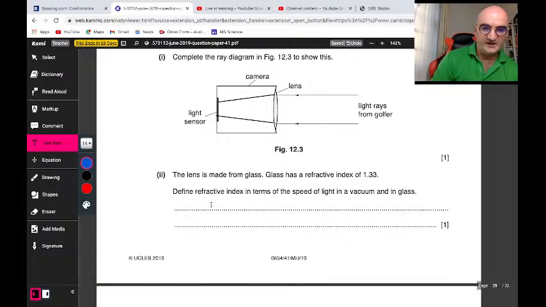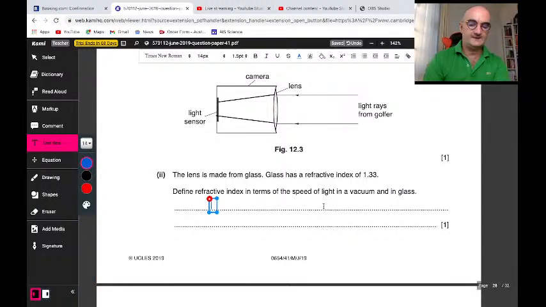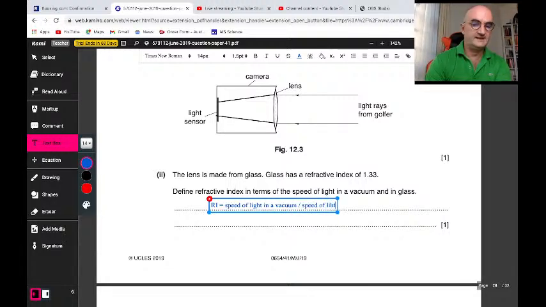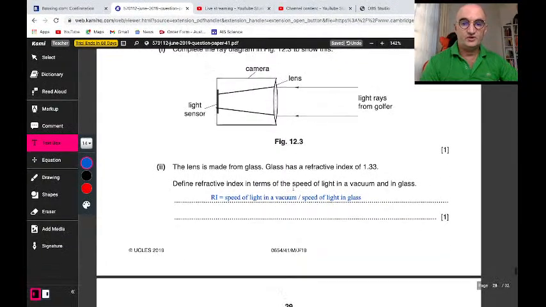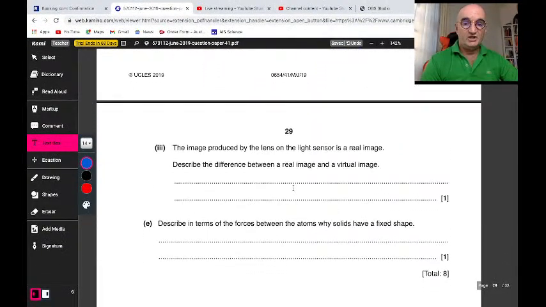Right, text box, define refractive index in terms of speed of light. So RI is speed of light in a vacuum divided by speed of light, which in this case is in glass. It doesn't ask you to do it, it doesn't ask you to measure anything, it just says define. So again, this is about going back to the command terms and making sure you're answering the question which has been asked.